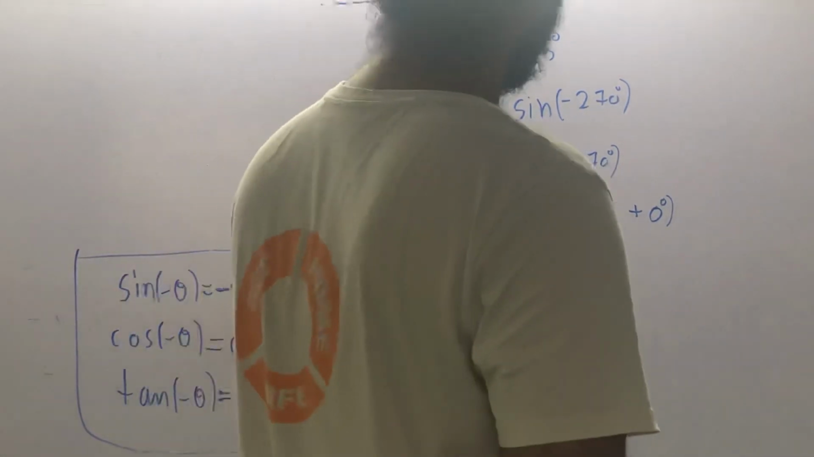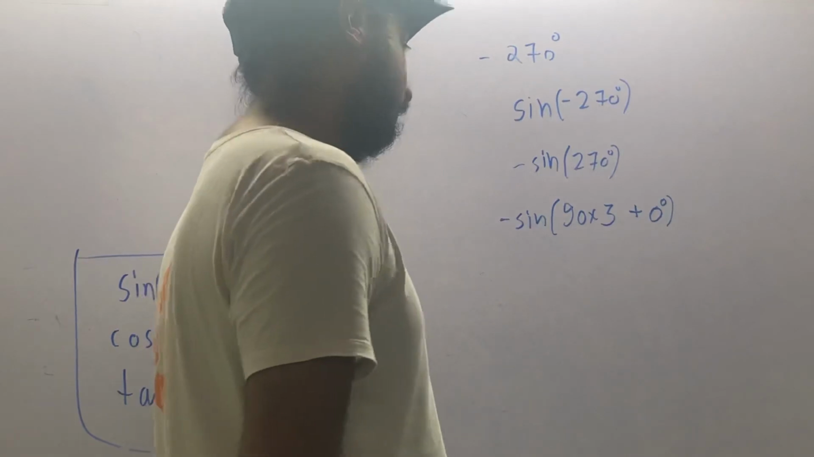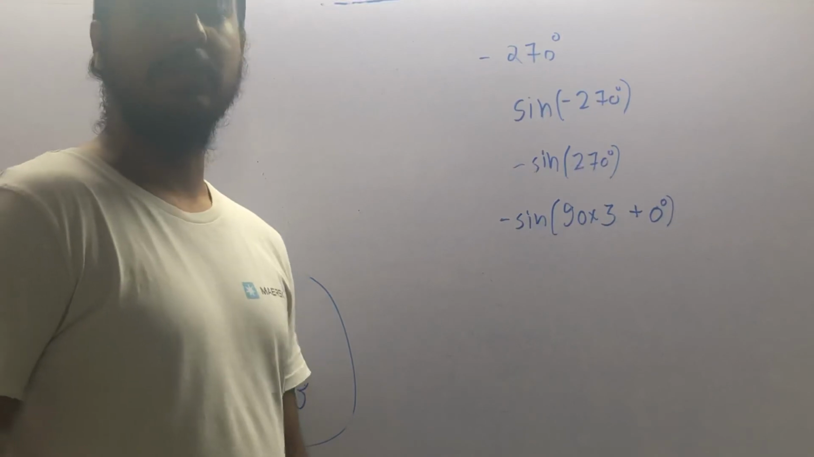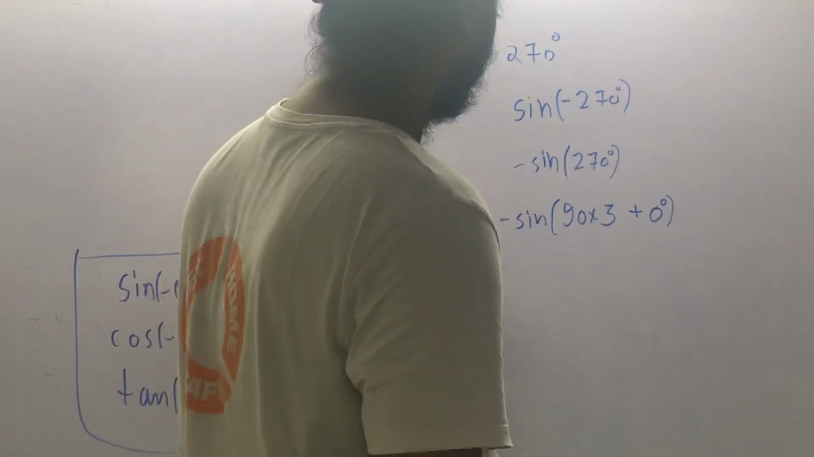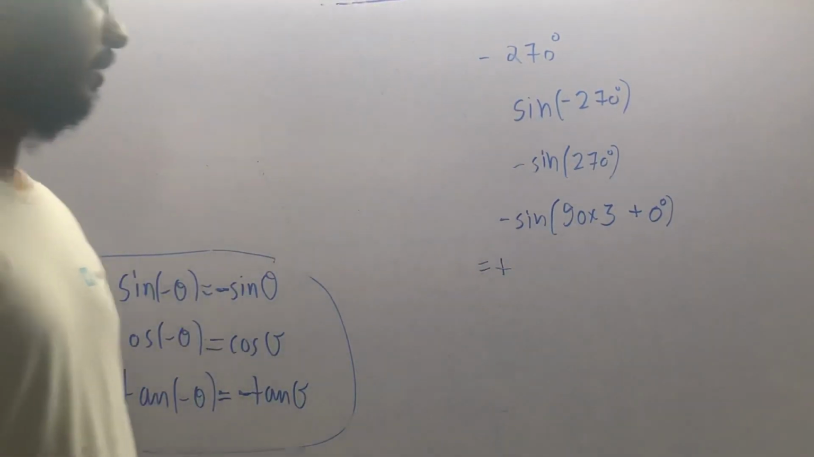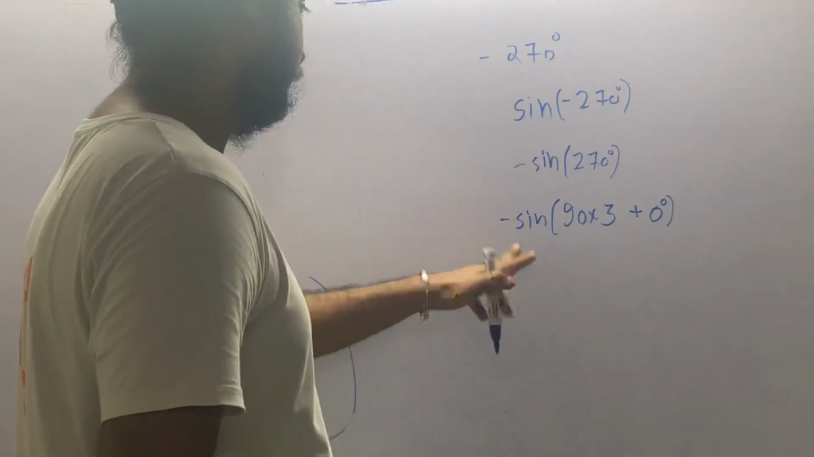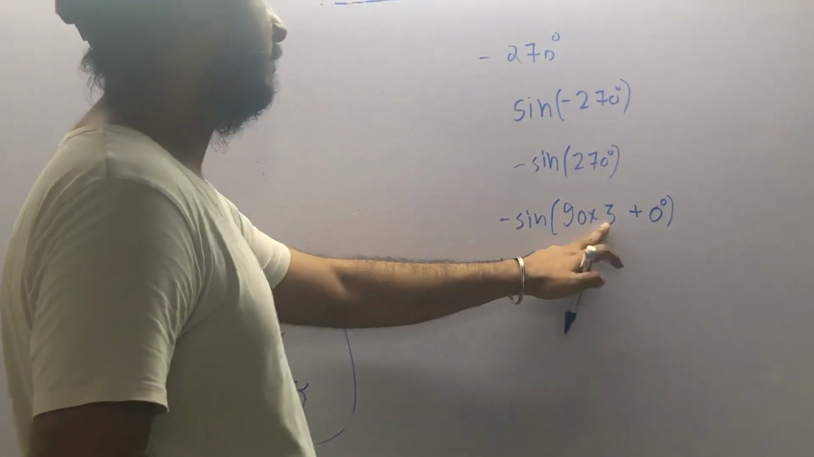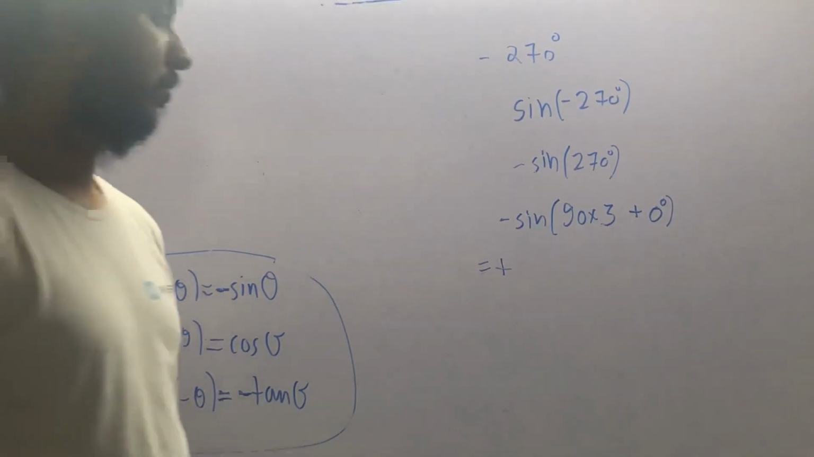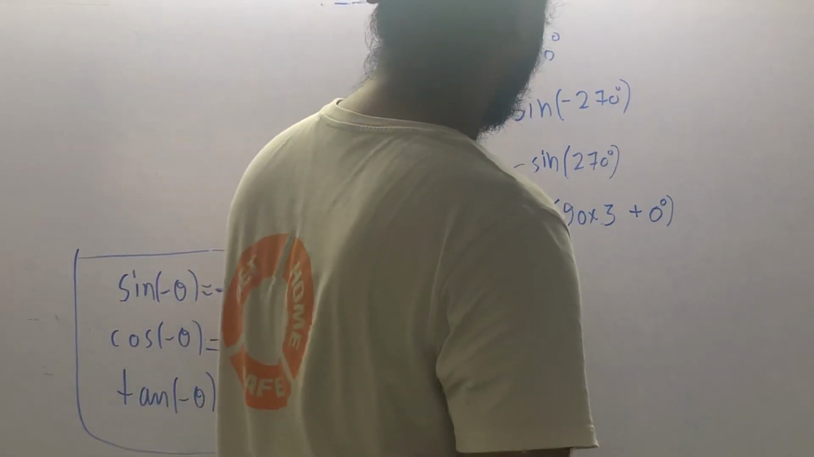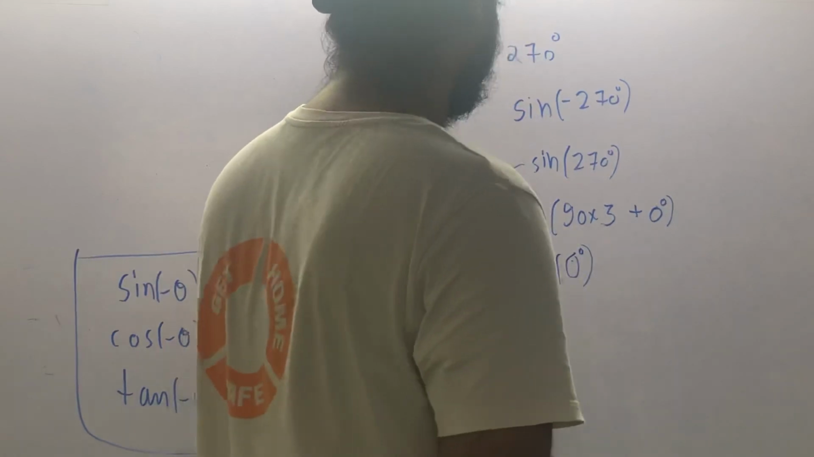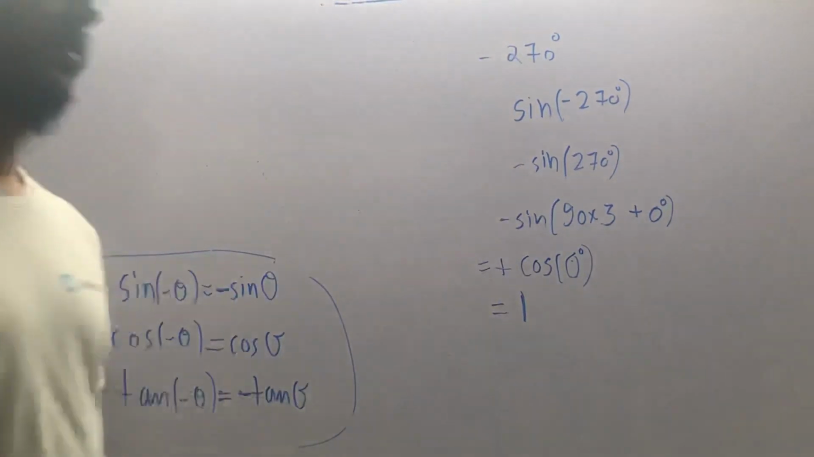So in the fourth quadrant, what is the value of sine? It is always negative. So negative will be what? Positive. This will be positive. Now the number here, is this even or odd? This is odd. So sine will get converted into cos. And what angle will you write here? 0 degree. So cos of 0 is 1. So your answer will be 1.